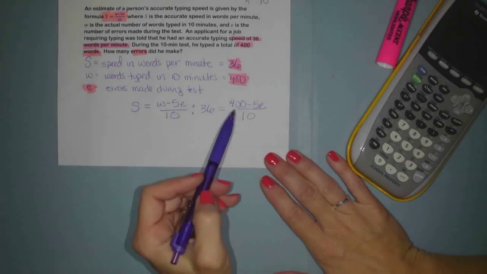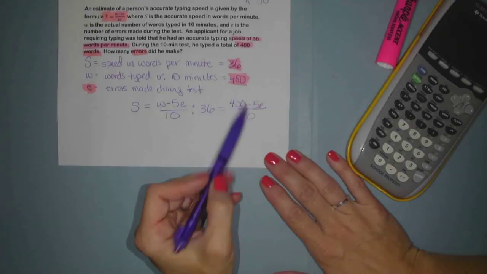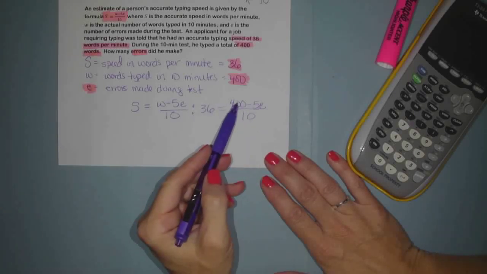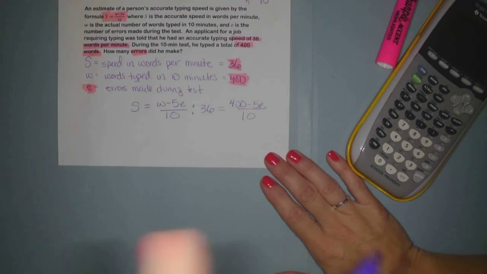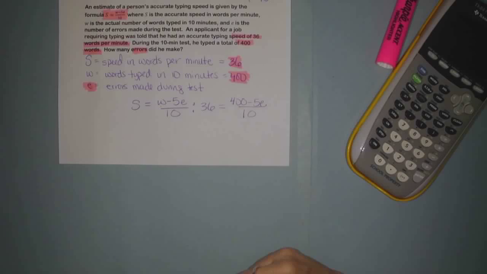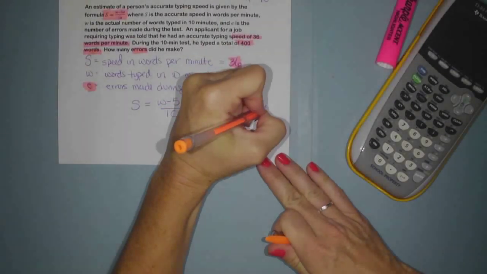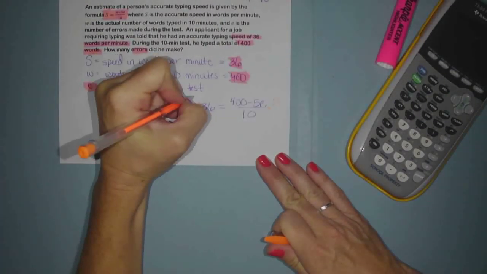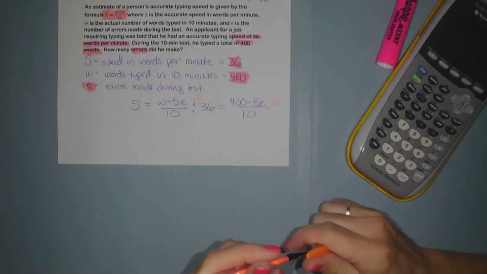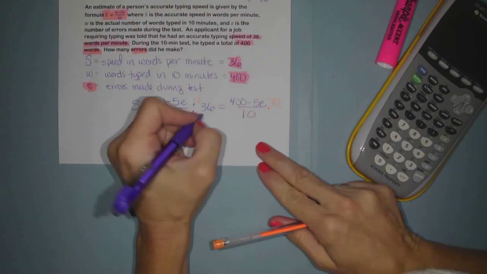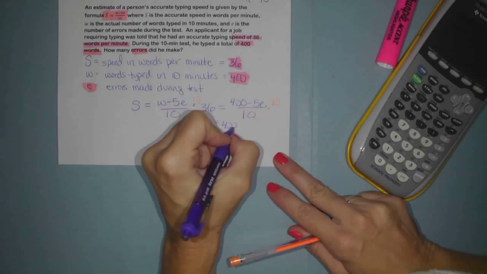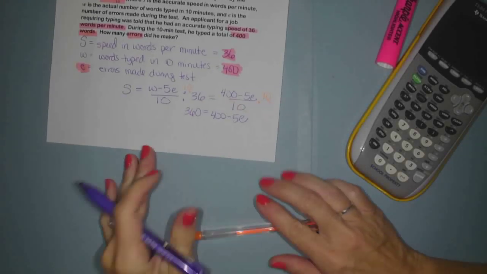So think back to your last course on solving equations. The first thing I'm going to do, because I have this fraction here with the 10 on the bottom, the operation that undoes division is multiplication. So I'm going to multiply both sides of this equation by 10. What will happen then is these 10s will strike out, and I'm left with 10 times 36, which is 360. And here I'm just going to be left with 400 minus 5e.